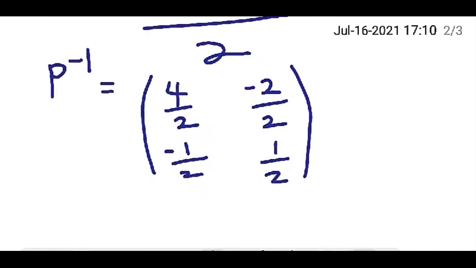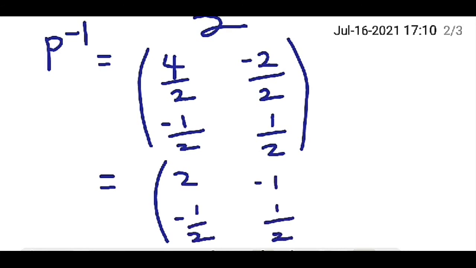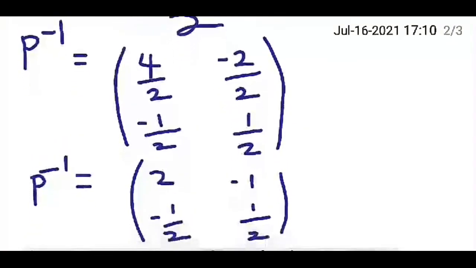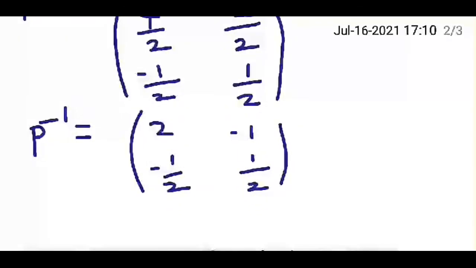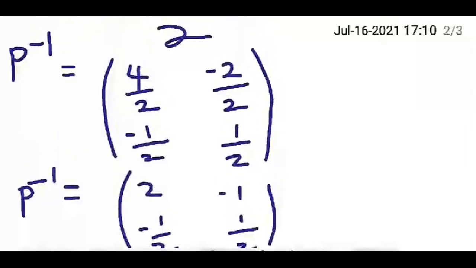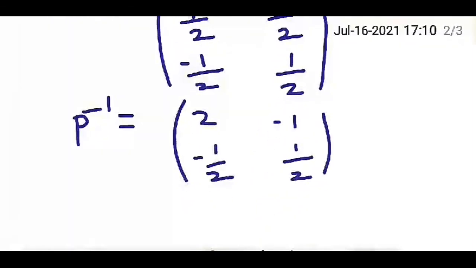You can simplify this more. This will now give you 2, negative 1, negative 1 over 2, then 1 over 2. This is the inverse of P. So to conclude, to get the inverse of a matrix, simply divide its adjoint by the determinant of that particular matrix. You can begin by getting the determinant of the matrix and then the adjoint later.